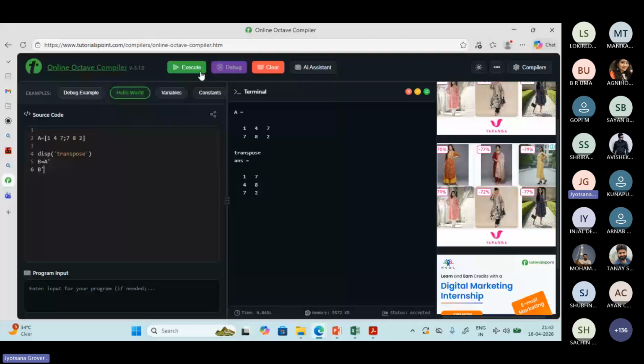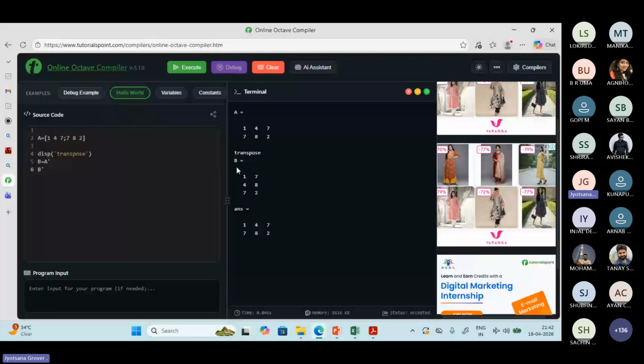So this is your A. You take its transpose, which is this. Now you again take its transpose. So what will happen? The first row of B will become the first column, 1 7. Second row of B will become the second column, 4 8. Third row of B will become the third column.